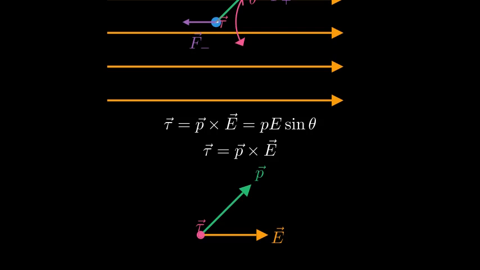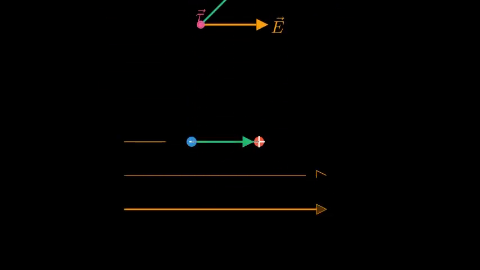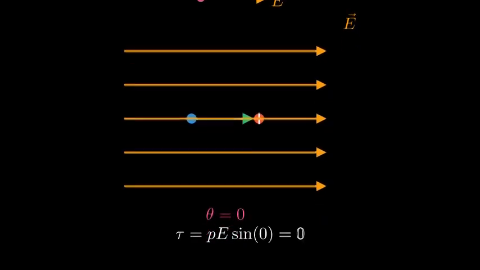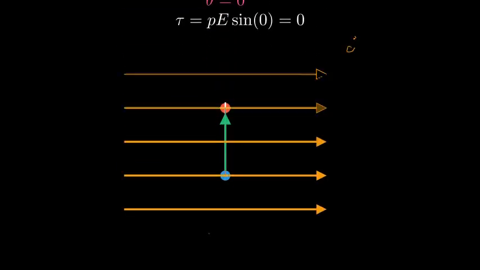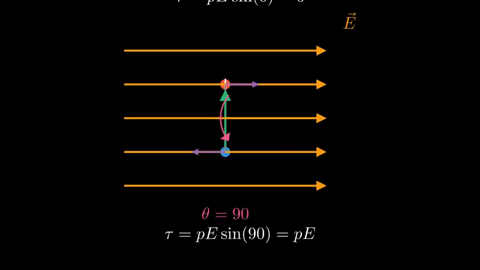Let's examine some special cases. When the dipole moment is parallel to the electric field, that is, theta equals 0 or 180 degrees, the torque is 0. The dipole is in a stable or unstable equilibrium. When the dipole moment is perpendicular to the electric field, that is, theta equals 90 degrees, the torque reaches its maximum value of P times E.